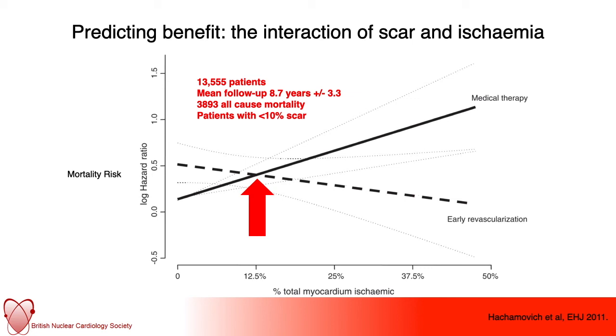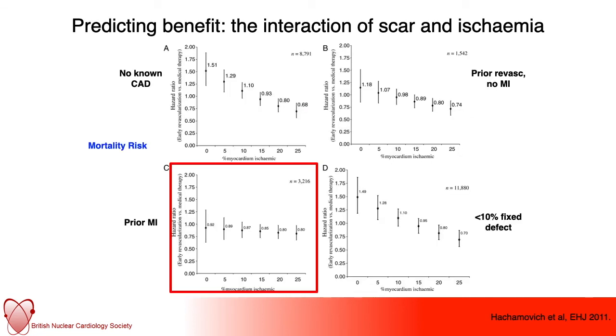And then just similar work by the same group, sort of continuing on and more recently now, so larger numbers, 13,500 patients, lots of years of follow-up. But looking here at the subset of patients with less than 10% scar, what you can see is that inflection point really still holds true of around about between 10 and 12.5%, where early revascularization is associated with better outcomes if you have a greater degree of ischemia above that inflection point.